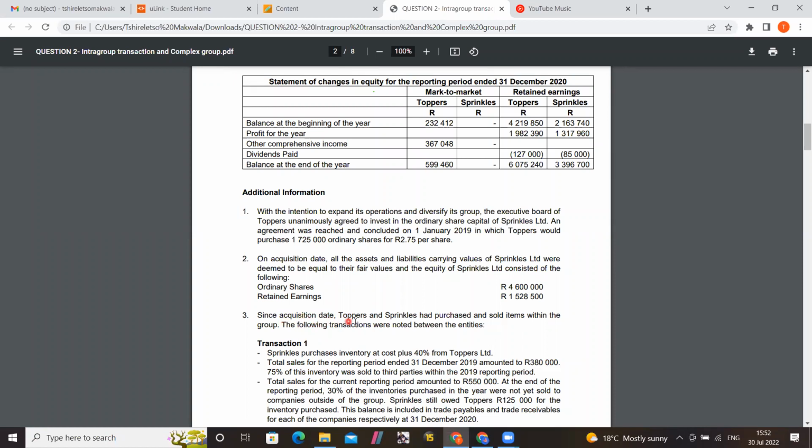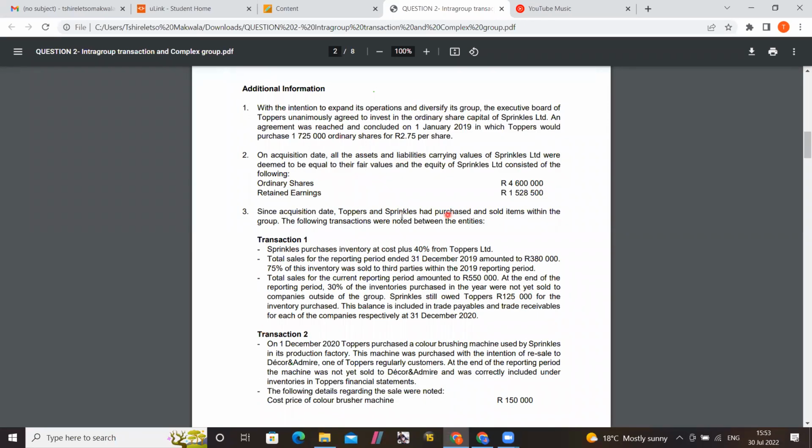okay, they said since acquisition date, Topaz and Sparkles had purchased and sold items within the group. The following transactions were noted between the entities, right? So do you see that they're telling us that they are intra-group transactions? And when did we buy the company? We bought it last year, right? So acquisition is last year. Then since acquisition also starts from last year, 1 January 2019 until December 2020. And you'll see why I talked about that.